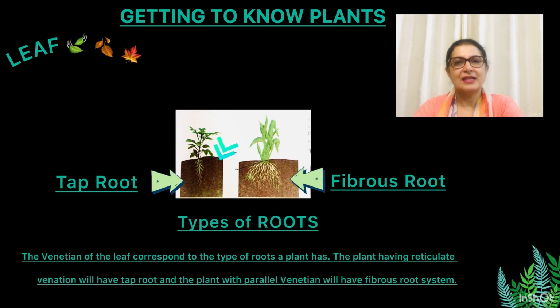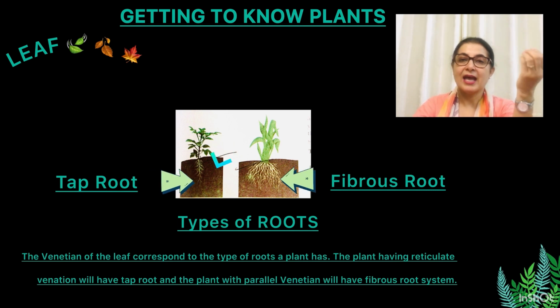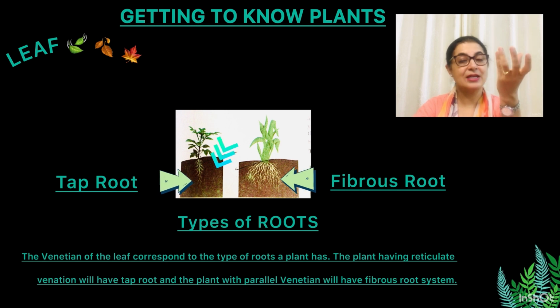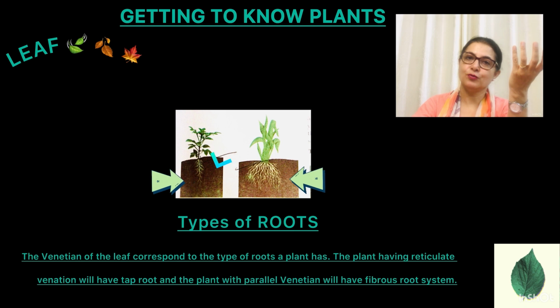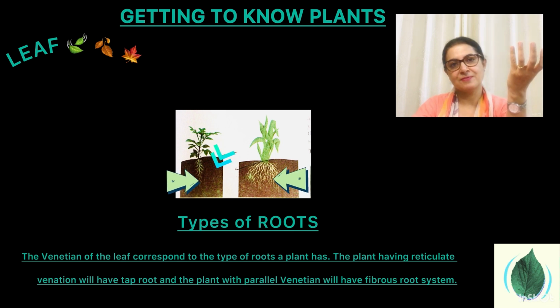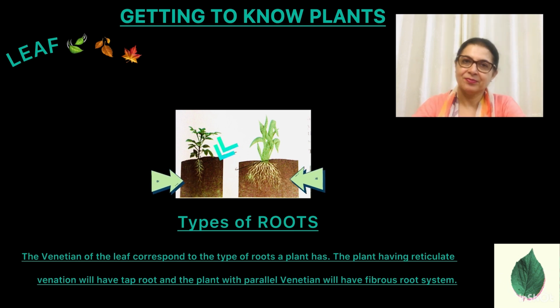So remember that if there is a network on the top, then the roots are simple, and if the leaf has a simple venation like parallel venation with fewer veins, then it will have a cluster of roots, and that is the fibrous roots. So just remember it like this.